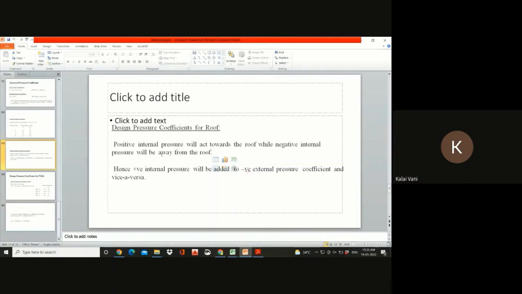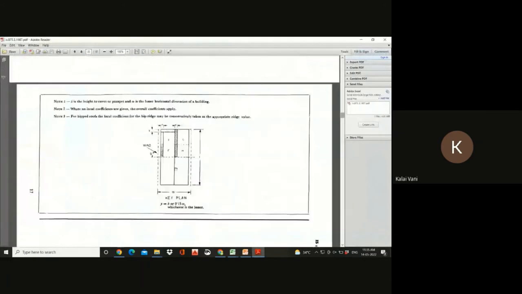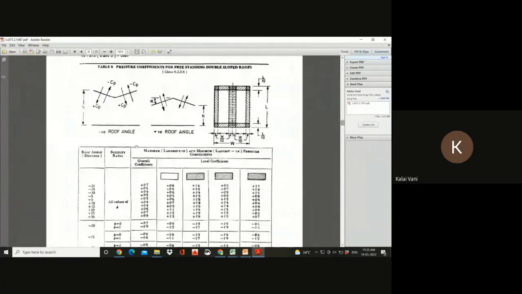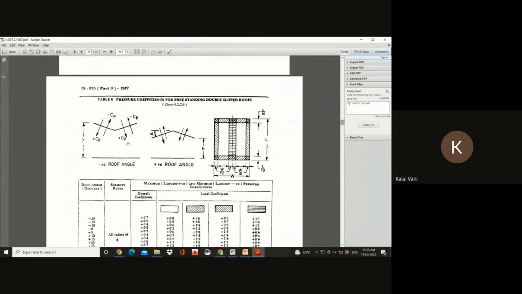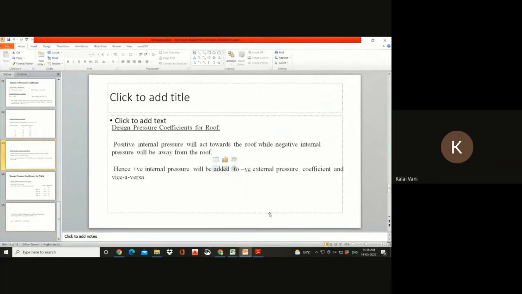And for roof, right? So the positive internal pressure. So the pressure inside your roof will be acting upwards, because due to the suction pressure, it will be acting away from your roof. So we need to consider the positive pressure acting towards your roof, and the negative pressure acting away from your roof. In this picture, you can see the positive pressure means it is acting towards your roof. Negative pressure we need to consider away from your roof. So the positive internal pressure will be added to the negative external pressure coefficient and vice versa.